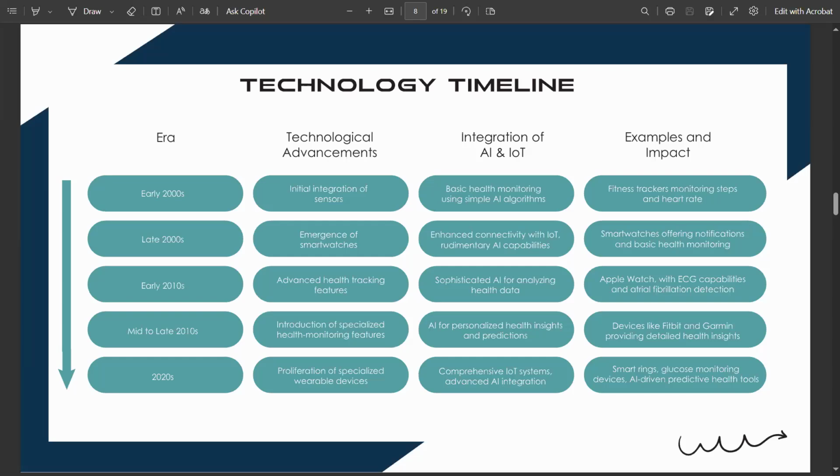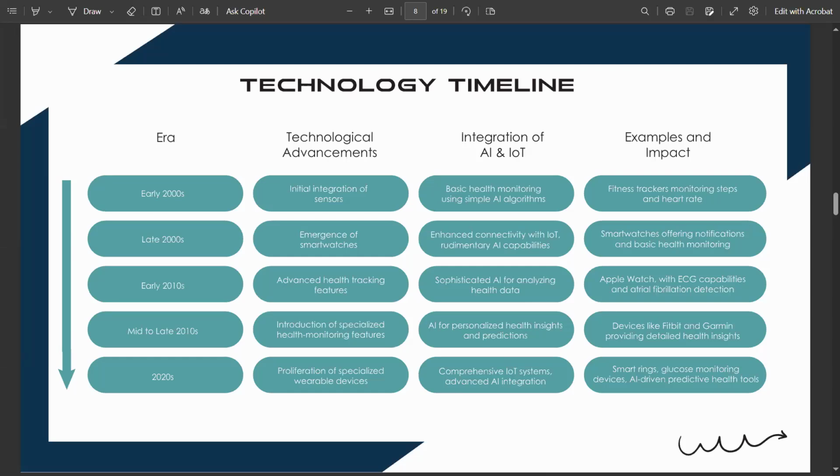So in the early 2000s, this can be marked as the initial integration of sensors. Wearable technology began to integrate basic sensors that tracked simple metrics like steps and heart rate. Now, these early devices laid the groundwork for more complex health monitoring.